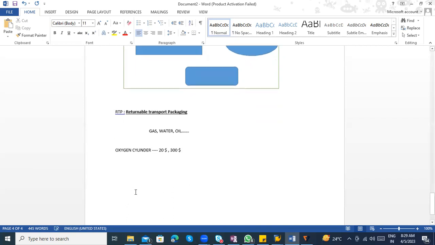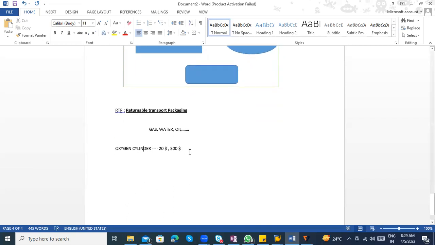So these oxygen cylinders, gas cylinders, water cans, and water bottles: a water bottle's free cost will be 20 rupees, about $1, and the bottle cost will also be $1. Oil cans are similar: 1 liter of oil will be like $10, and the can cost will be $1. So these products are too expensive.